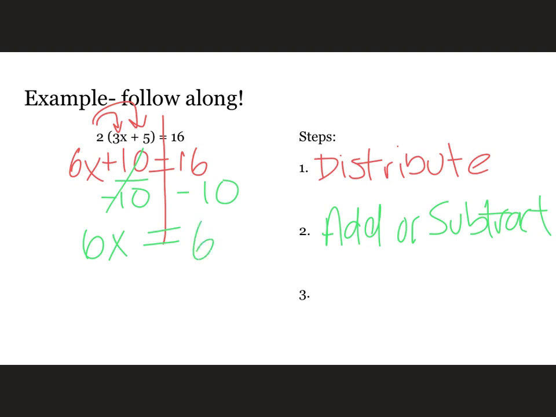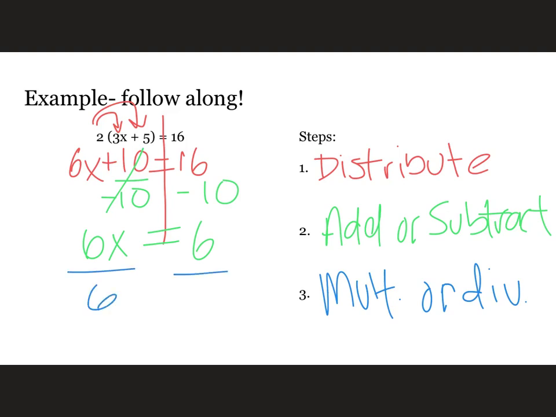The last step here is to once again multiply or divide. So we're going to multiply or divide. And 6x is multiplying, so the opposite operation is to divide by 6. And I would get the answer x equals 1. Circle your answer, and we are done.